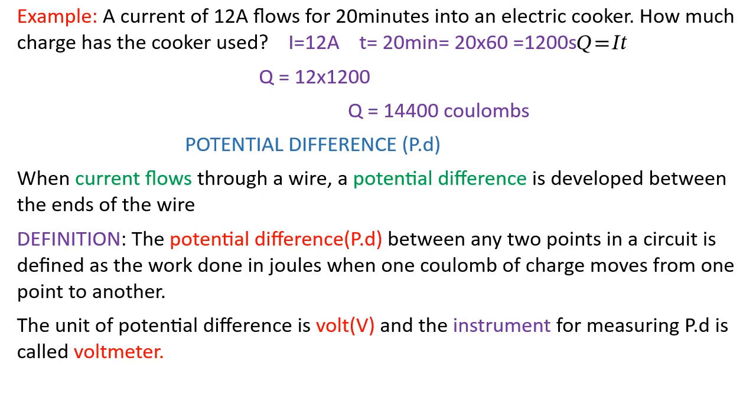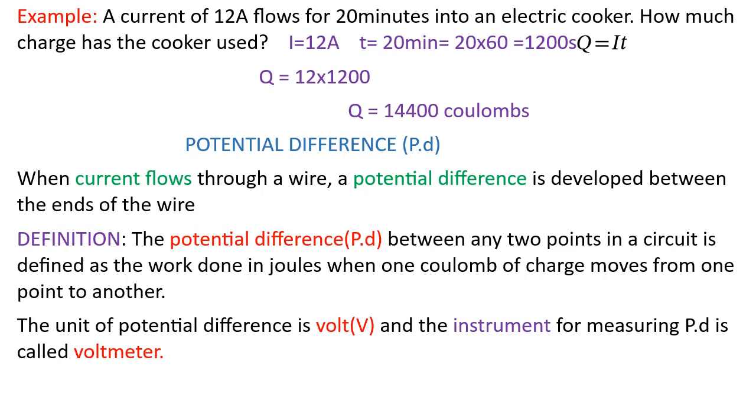Like I told you in the previous class, the first thing to do is to write out what you are given in the question. If you look at the question, we are given current. Current I is equal to 12 ampere. Then the time for the flow of the charge is 20 minutes. But minutes is not the SI unit of time. Therefore, you convert it to seconds. So it is 20 times 60, which is equal to 1,200 seconds.